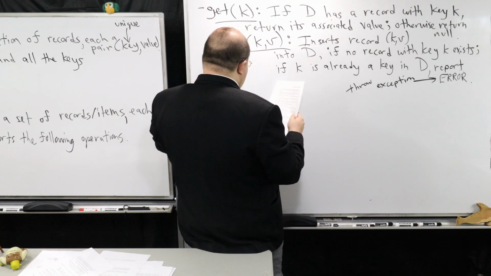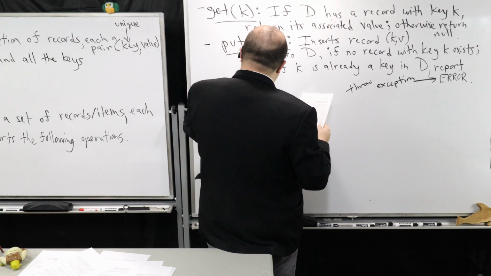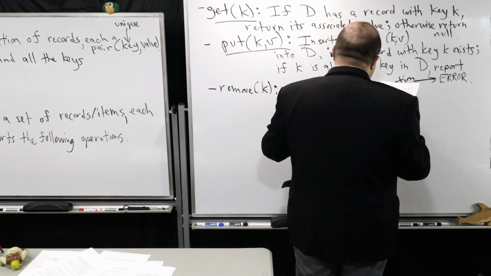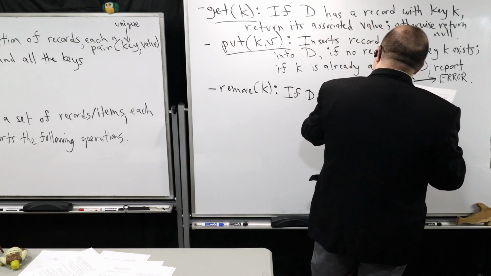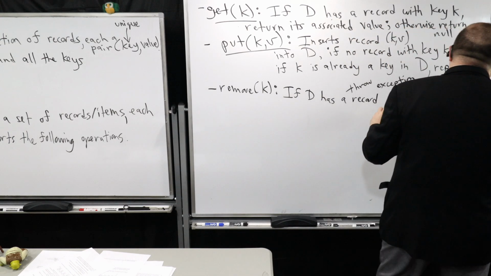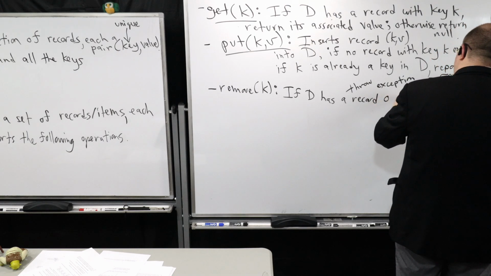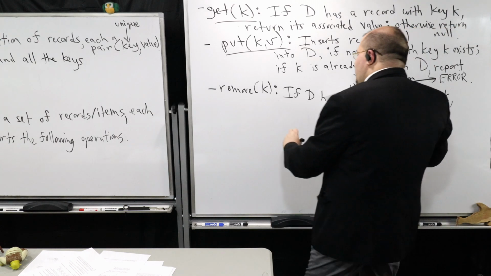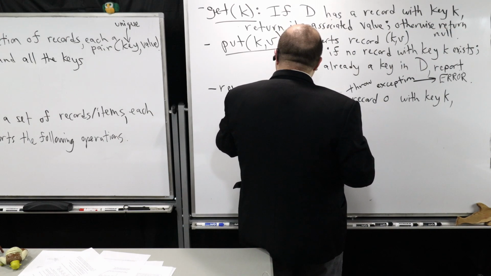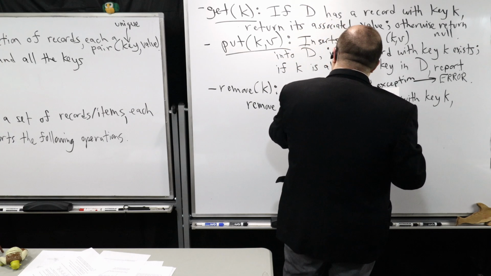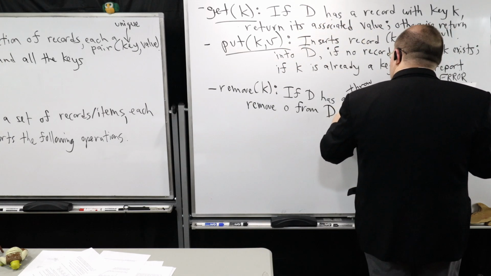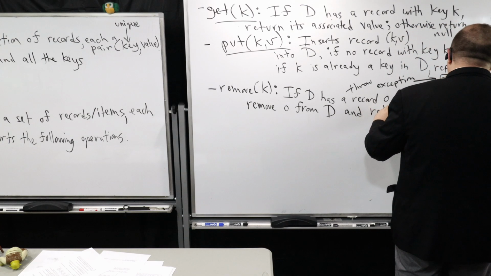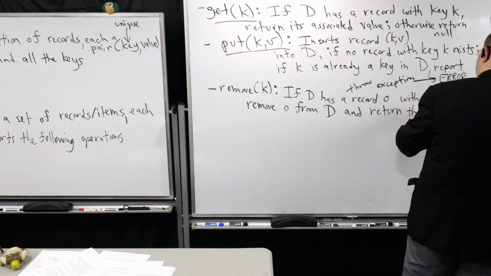So you have this insert function, then we have a remove function. I give you a key. If D has a record O with key K, remove O from D, and return the value of O.